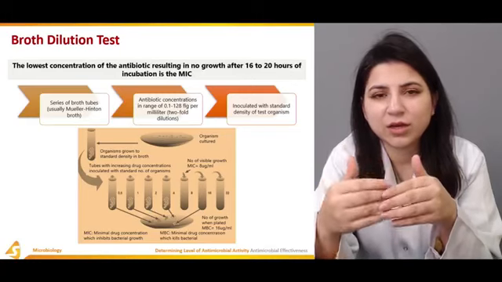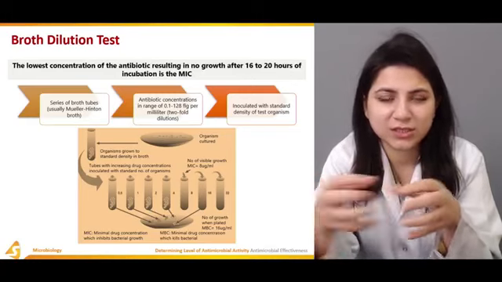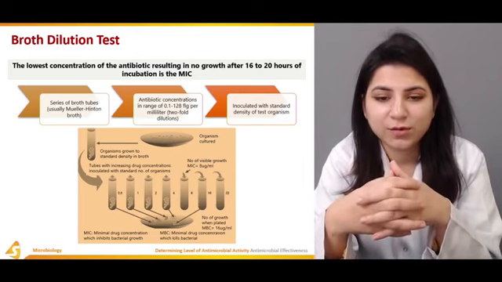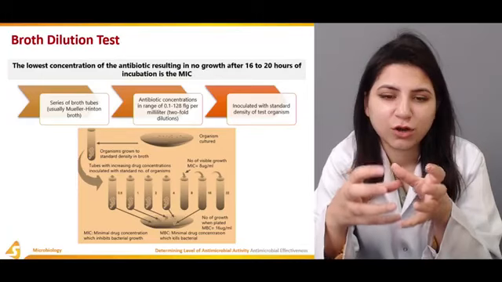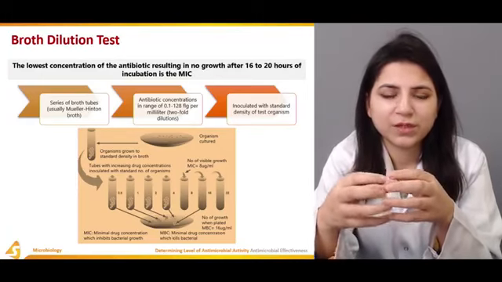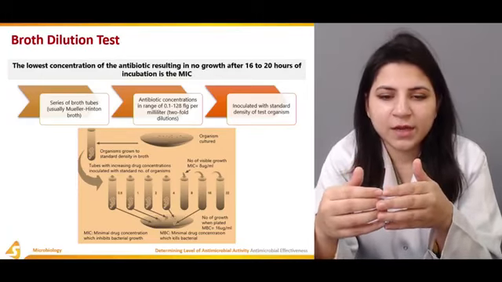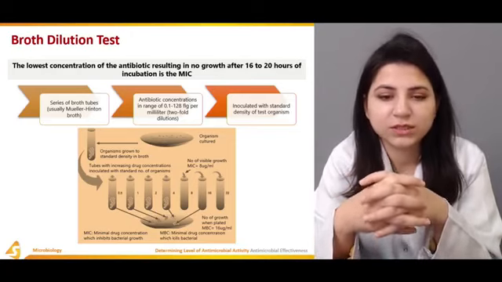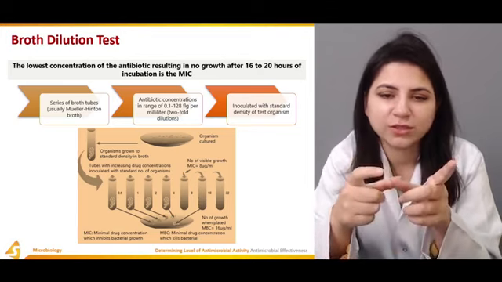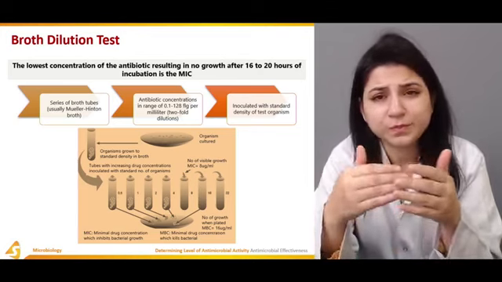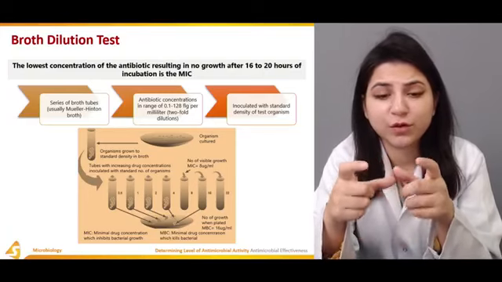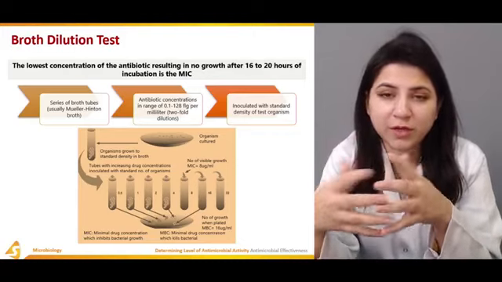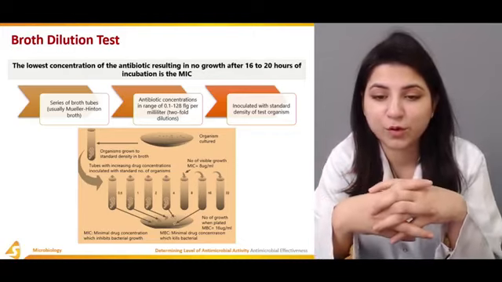And then they are inoculated with a standard density of the test organism that needs to be checked. If you look at the figure, you can see that you take the cultured organism, then you grow them in broth, then you add them to the tubes. Tubes with increasing drug concentrations are inoculated with the standard number of organisms. It is important to know that the number of organisms that you're taking is going to be the same for each tube, no matter the concentration of antimicrobial agents.